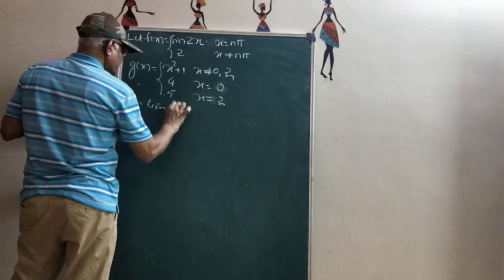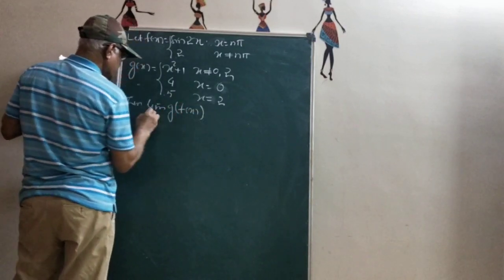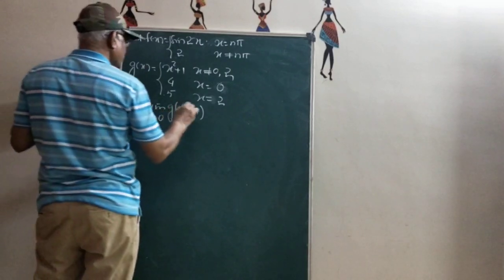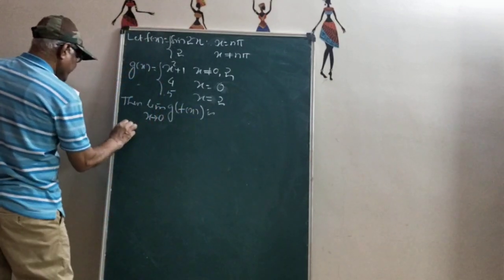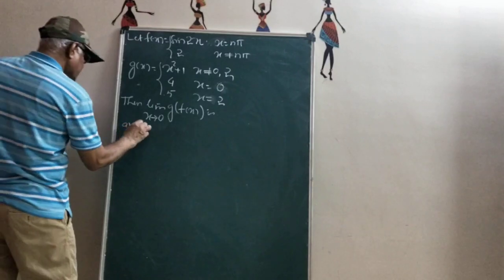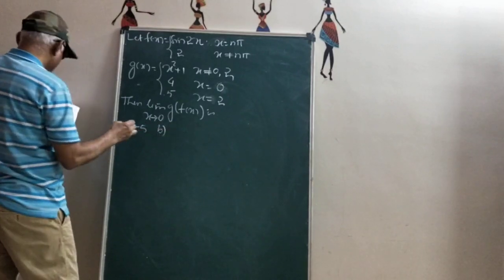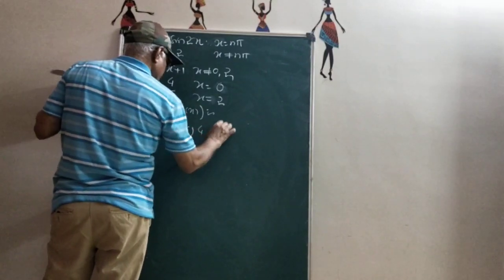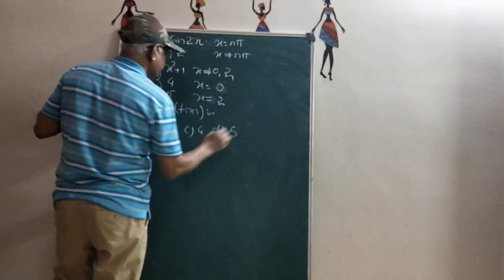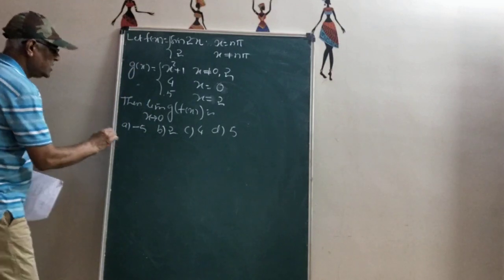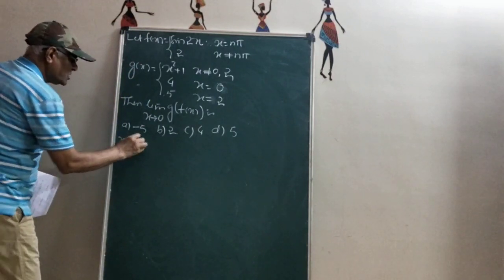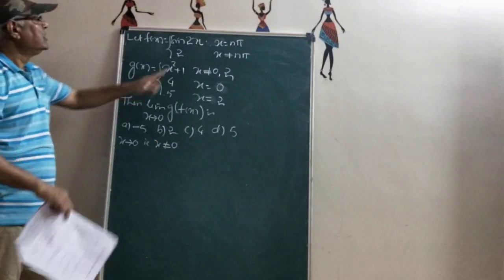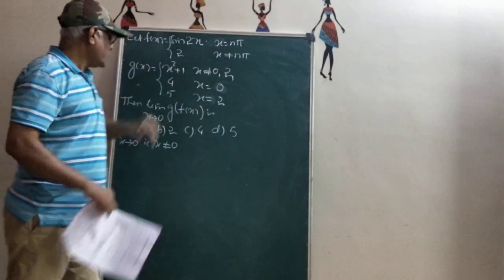limit of g of f of x as x tends to 0 is, the first option here is minus 5, second option is 2, third option is 4 and the last one is plus 5. Once again student, x tends to 0 means what? X is not equal to 0. So not equal to, what is not equal to?